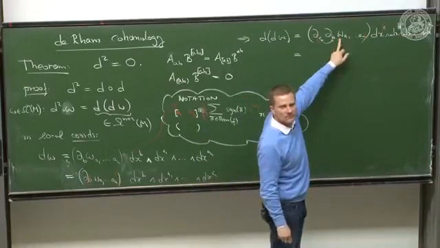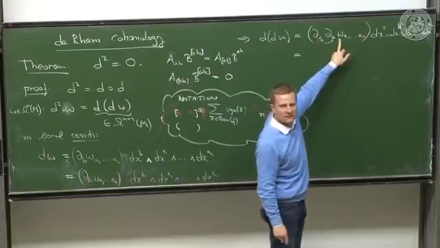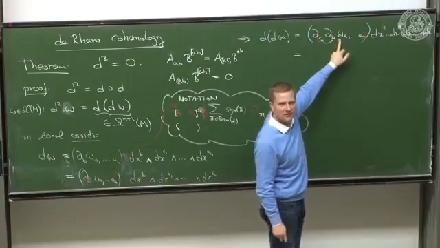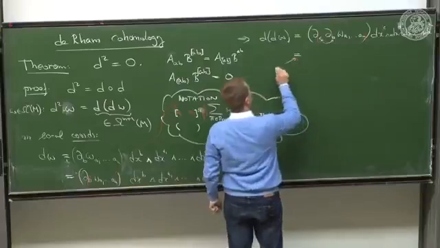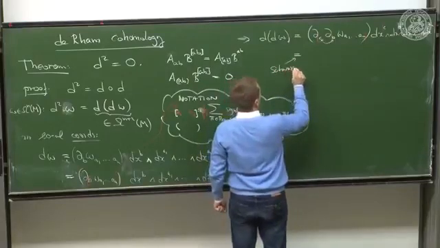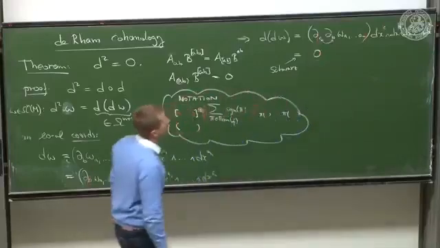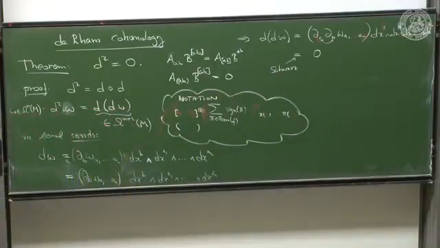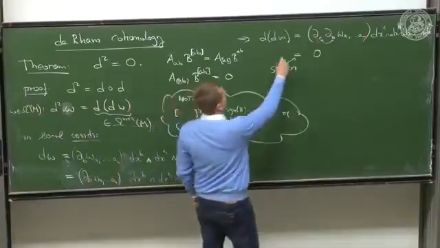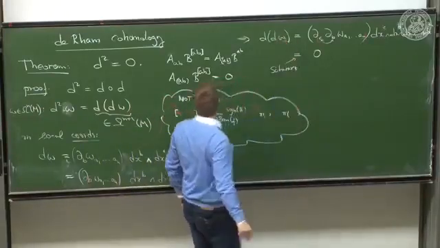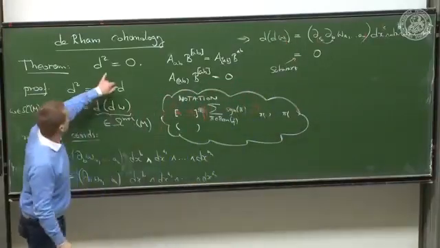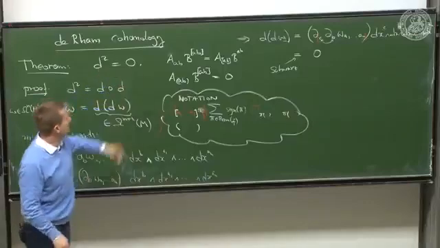if these coefficients are at least C2, according to which lemma or theorem? Schwarz, that's right. Schwarz's theorem tells you that this is 0. Aha, there you go. So at least in a coordinate chart, we showed this: whatever form you act upon, if you act upon it with D twice, you get 0.